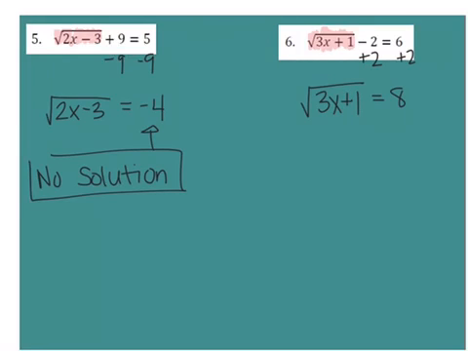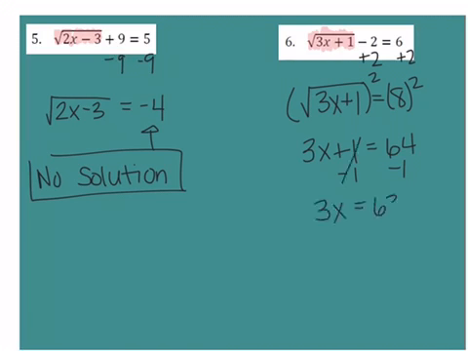So now to undo the square root, we're going to square. What we do to one side, we've got to do to the other. So I'm going to be left with 3x plus 1. It's going to equal 64. And now I just need to finish solving for x. So we know that we get rid of the adding and subtracting first. So I'm going to be left with 3x equals 63. Divide by 3. And I'm going to be left with x equals 21.